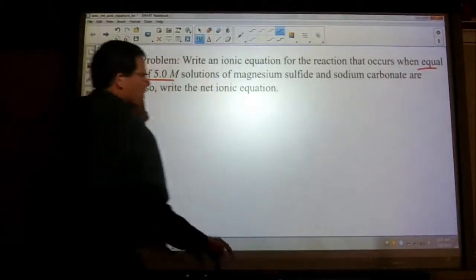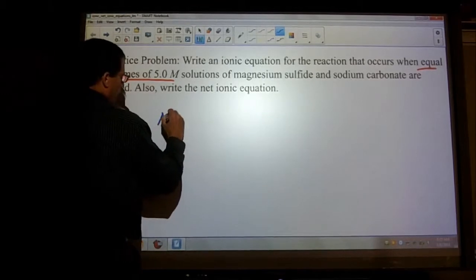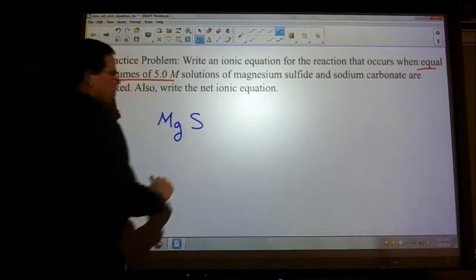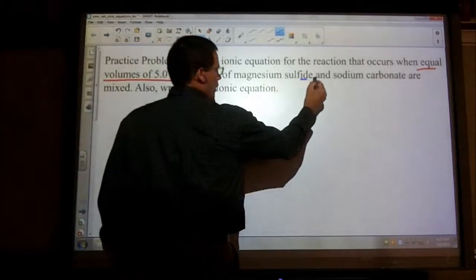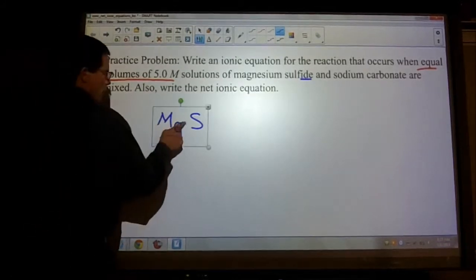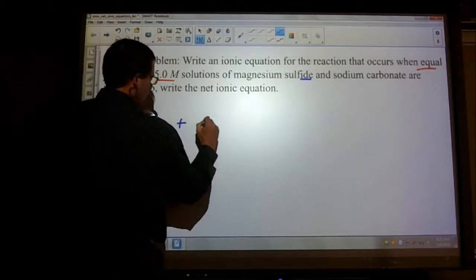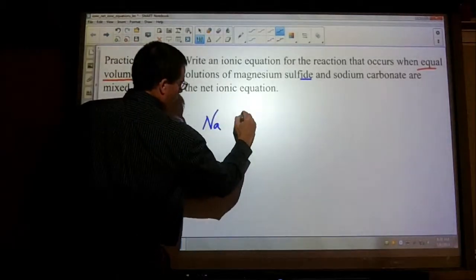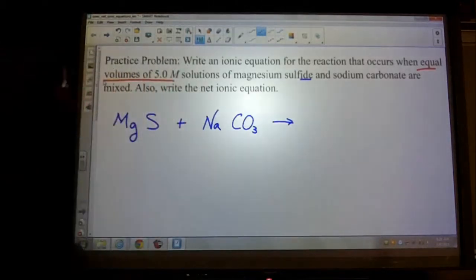Now here's what I suggest. I would write out the equation. So we have magnesium sulfide. So we have Mg and S. Because how do you know it's S and not SO4? Good. It ends in IDE. Very good. So pick up on those things. And actually, let's scoot you over. And we also have sodium carbonate. So sodium and carbonate.